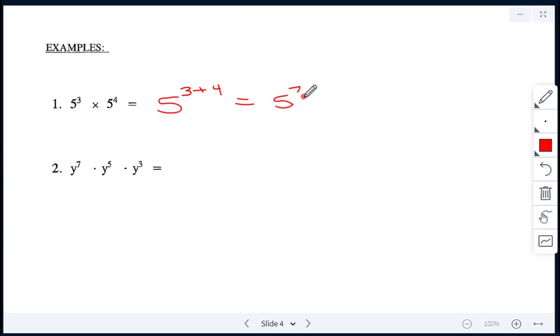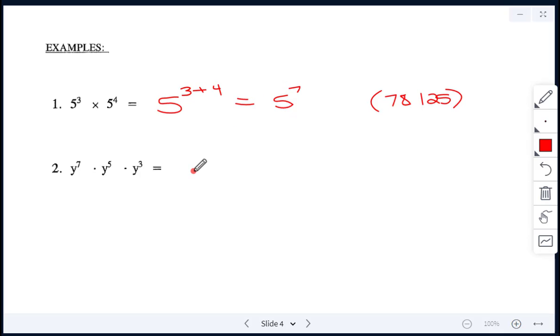But if you were to put it into your calculator, 5 to the power of 7 is equal to 78,125. I'll just put that here in brackets, 78,125. I just put that in my calculator, but we're leaving it in exponential form.